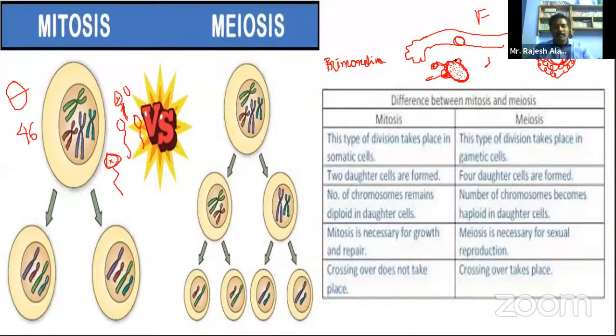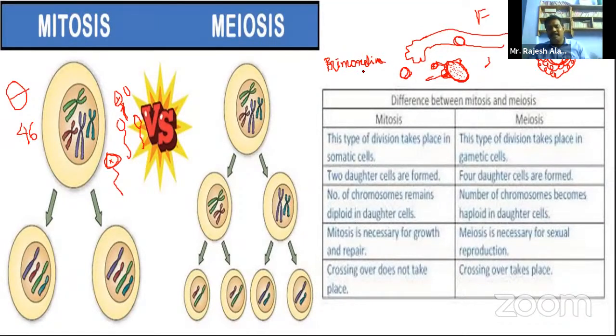Okay. Now tell me, sir, what will be the chromosome type, whether X or Y, in a female? So every month, one matured ovum is coming outside, carrying what type of chromosome?